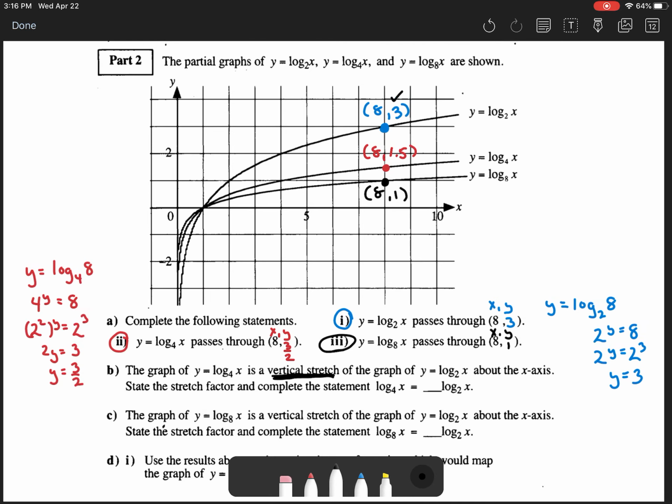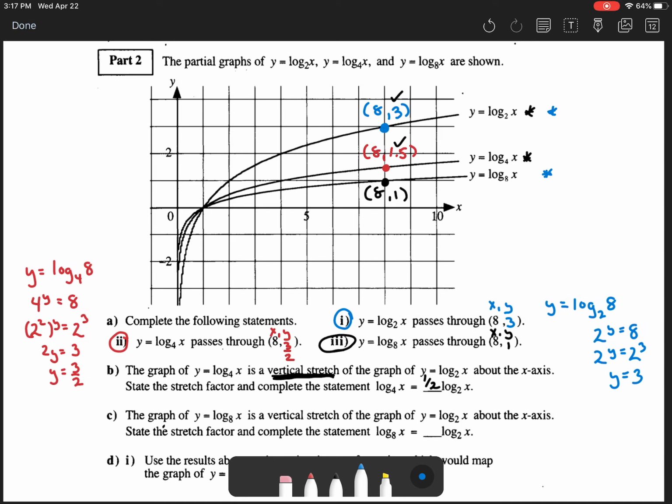So what I would do is, remember, when I am going to stretch vertically, you are going to be affecting the y coordinates. So in this case, I would be comparing 3 in 8 comma 3 to 1.5. Well, 1.5 is half of 3, isn't it? So that means it was a stretch by 1/2. You took all the y values and you multiplied them by 1/2, starting at log base 2 of x and ending at log base 4 of x.